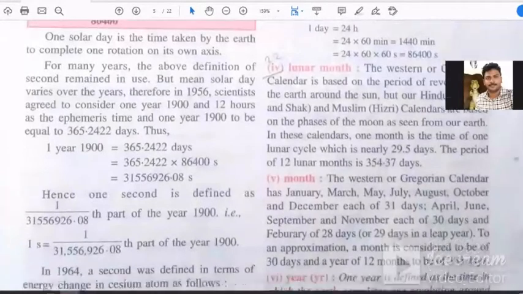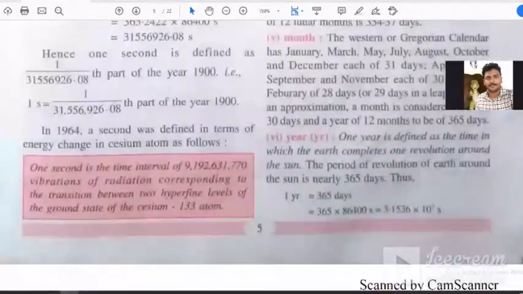Now, the next topic we are going to discuss is a year. As we all know, 1 year has 365 days. If you want to convert 365 days into seconds, you have to multiply 365 with 86400. The answer is 3.1536 into 10 to the power 7 seconds. You need to only have a little idea about this. No need to mug up everything. You just understand how we can convert.